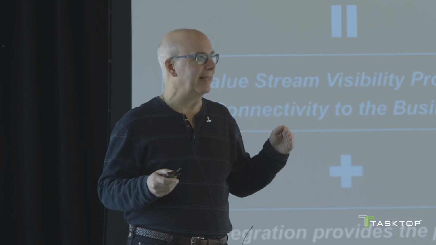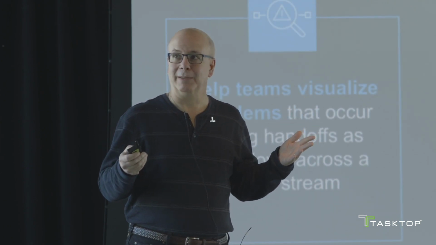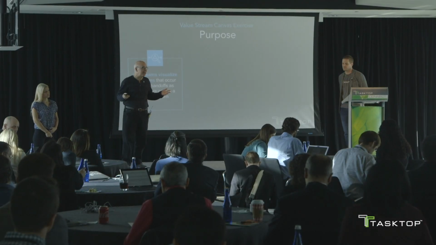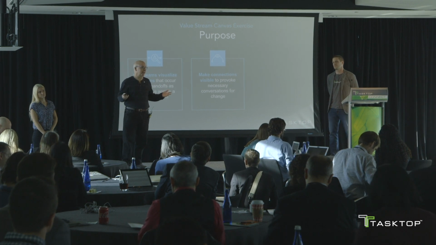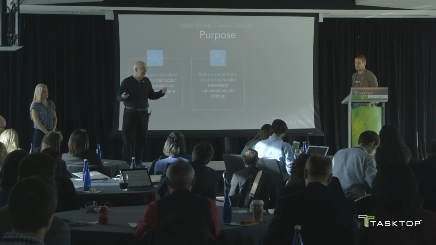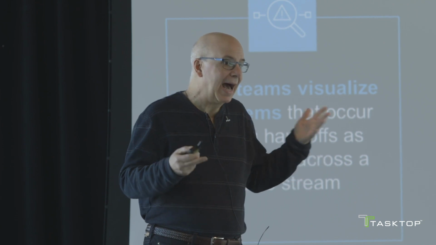I'll talk more about that at the end, but the purpose of this, and Dominik has already talked about this, is you need to visualize things. You need to visualize those communications. You need to visualize problems that occur during handoffs as work flows across a value stream. We all have value streams. Like Deming would say, there is a process. It's just, are you in control of your process, or is your process in control of you? There is a value stream, but we need to have it visible. And we need to make those connections visible so we can have those conversations. It gets back to giving the information to have the necessary conversations that you need to have in order to improve. And then it's a good learning experience for how to start to apply this.